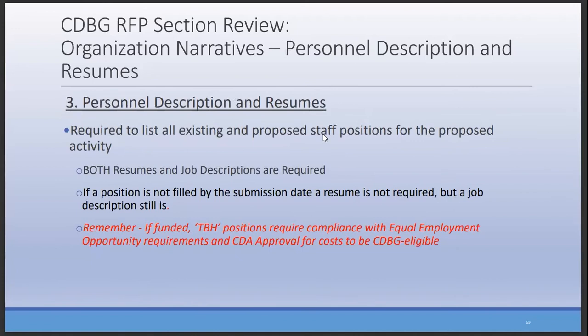In the personnel description and resume section of the proposal, upload both the resume and job descriptions of all proposed staff positions for the proposed activity. If the position is a to-be-hired or TBH position, then upload only the job description. If your agency is funded, once your agency is ready to hire for that position, the agency must follow CDA's Equal Employment Opportunity or EEO requirements. Furthermore, you must obtain CDA approval for the staffing costs to be CDBG eligible.